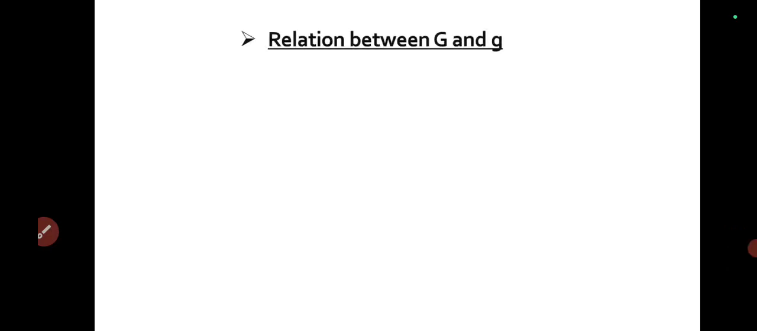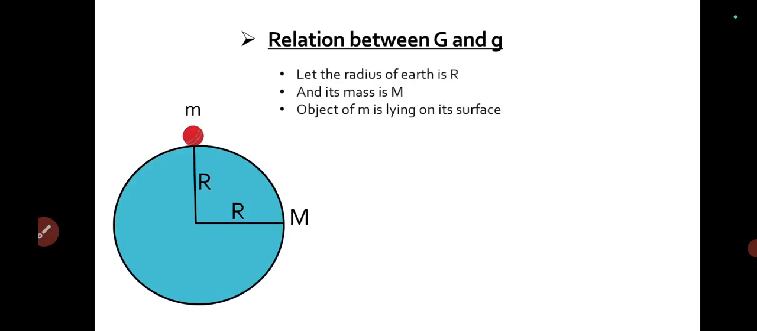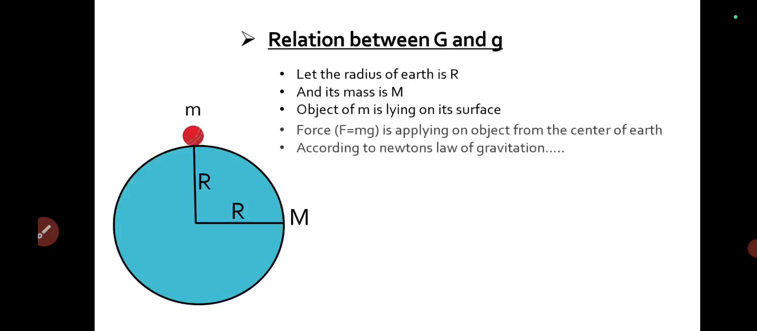Now we have to prove the relation between capital G and small g, the gravitational constant and gravity. From the figure, let the radius of the earth be capital R and its mass be capital M. An object of mass m is lying on its surface. Force F equals mg is applied on the object toward the center of the earth, according to Newton's law of gravitation.